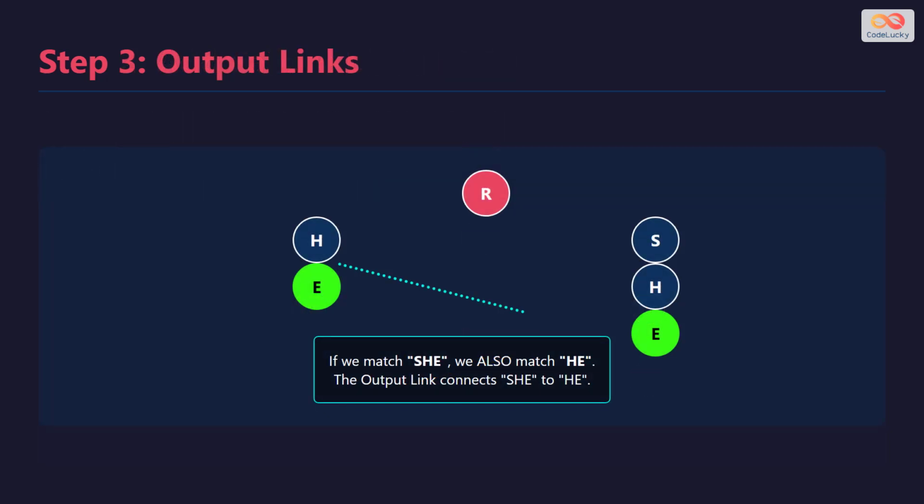Sometimes, a failure link points to a node that completes a different word. For instance, if we find she, we have implicitly found he as well. We use output links to ensure we do not miss these embedded matches.